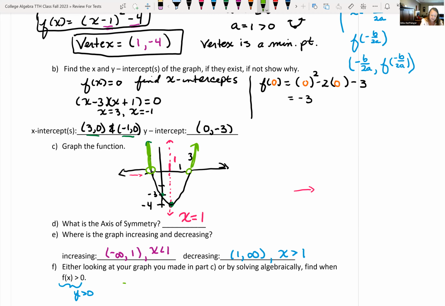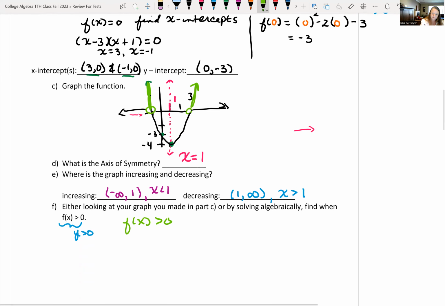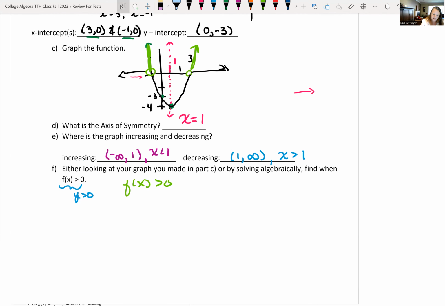So again, f of x is greater than 0. Let me load this up. When we have values of x from negative infinity to -1, we're not including it, union 3 to infinity.